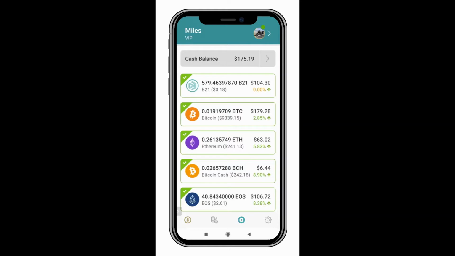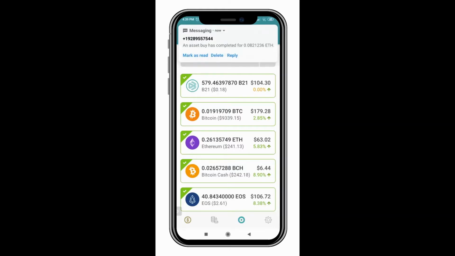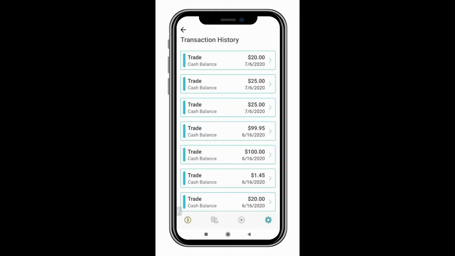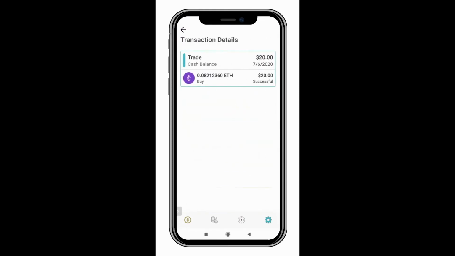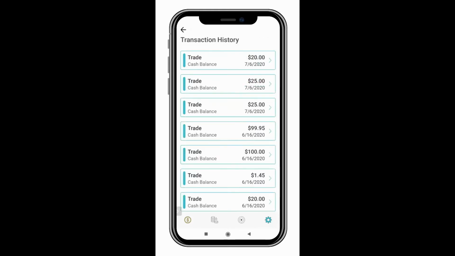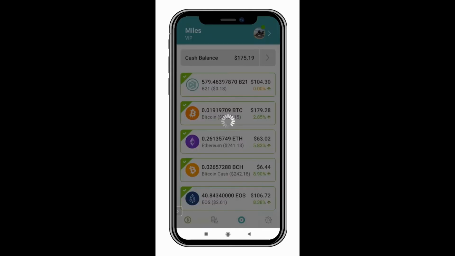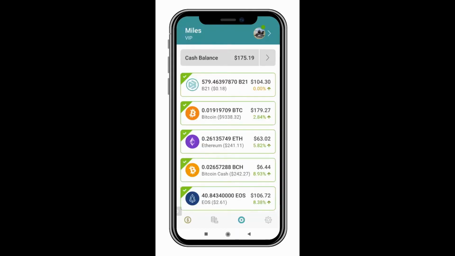So we'll send the customer a notification. That notification has just now come in. If you see here, I had a trade from the cash balance of $20, and I can see that I bought 0.0821360 of Ethereum. So super easy, done in a few seconds, and really no technical knowledge required. You can do the same thing if you want to sell an asset.